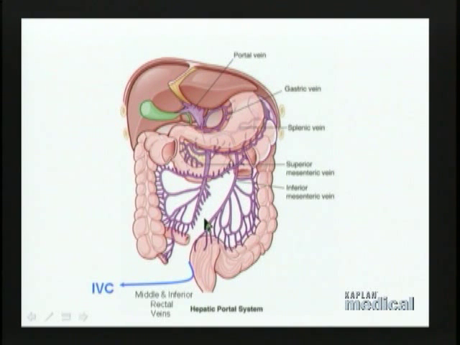Within the wall of the rectum, there are anastomoses between the middle and inferior rectal veins on the one hand and the superior rectal veins on the other. So that means we have an anastomosis between the portal system and the caval system. And that's what we said we were looking for. We wanted to find a place where the veins would anastomose to give us an alternative pathway.